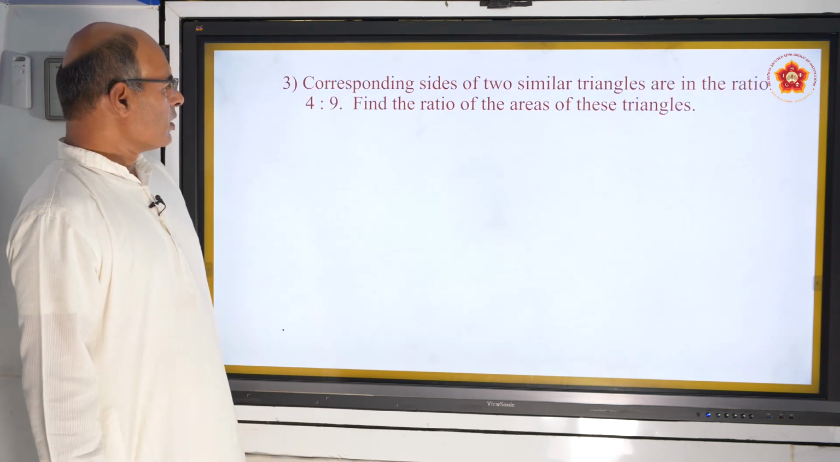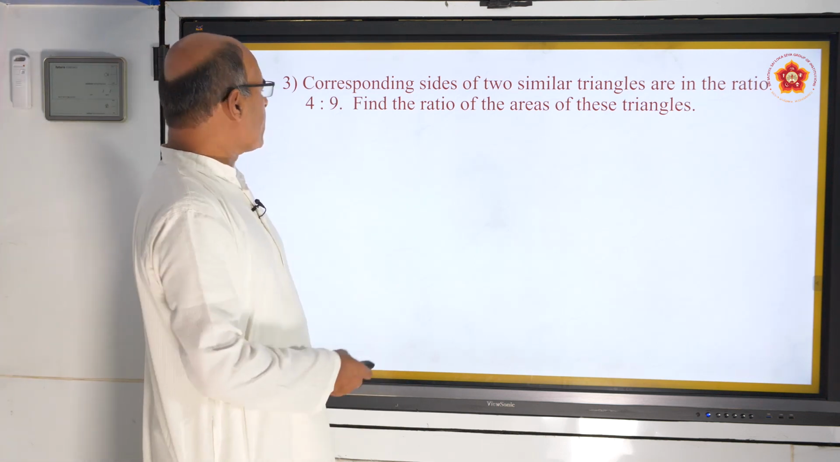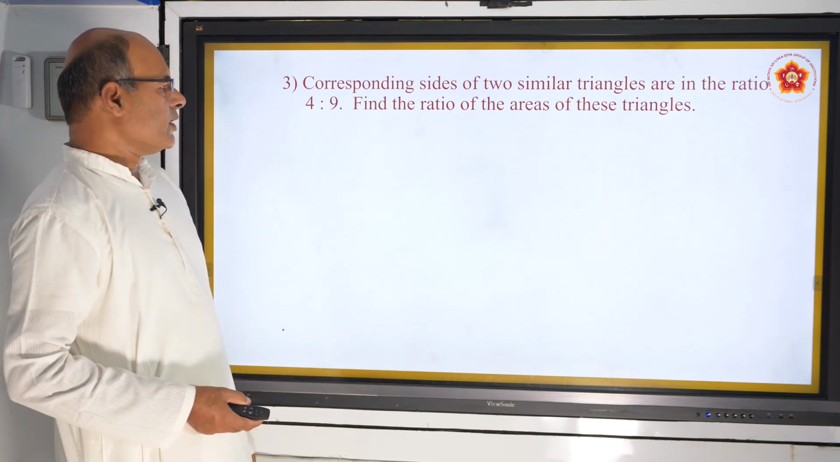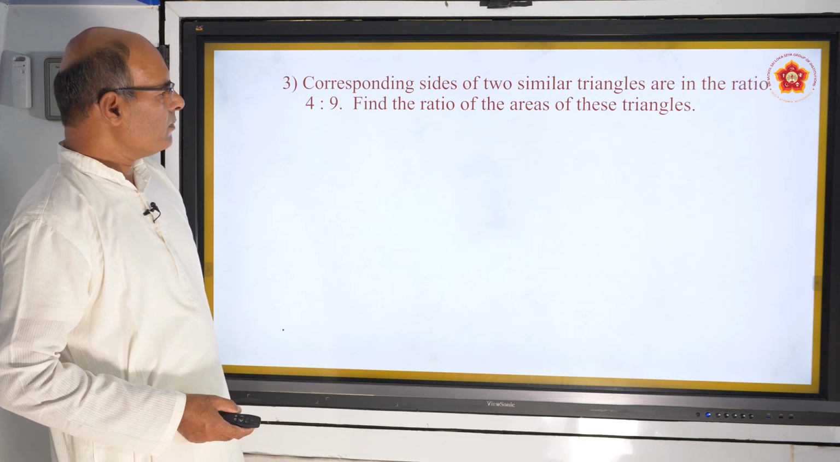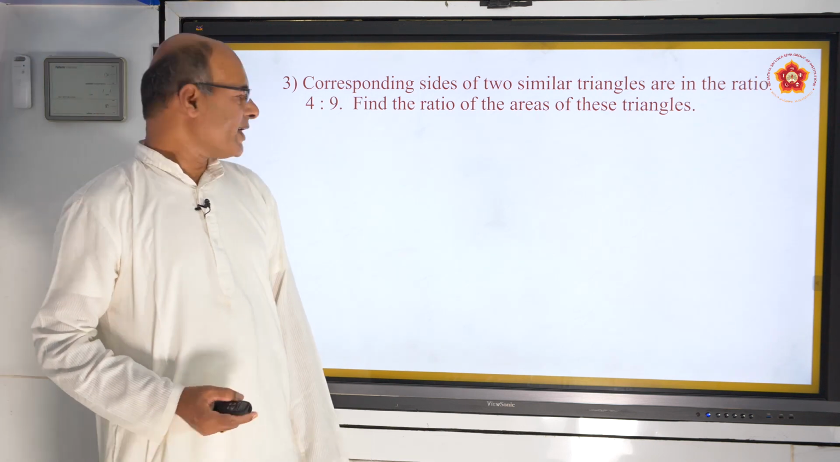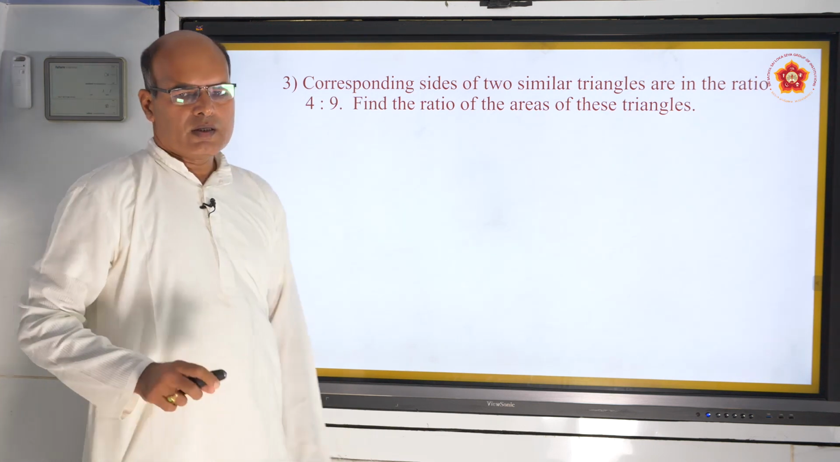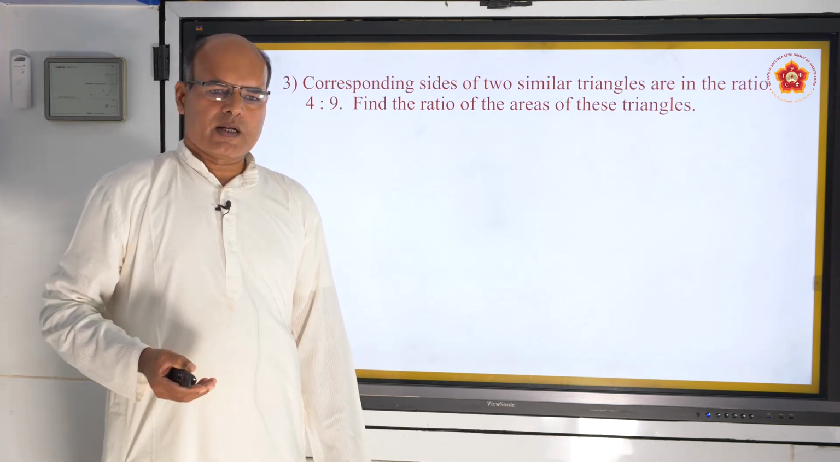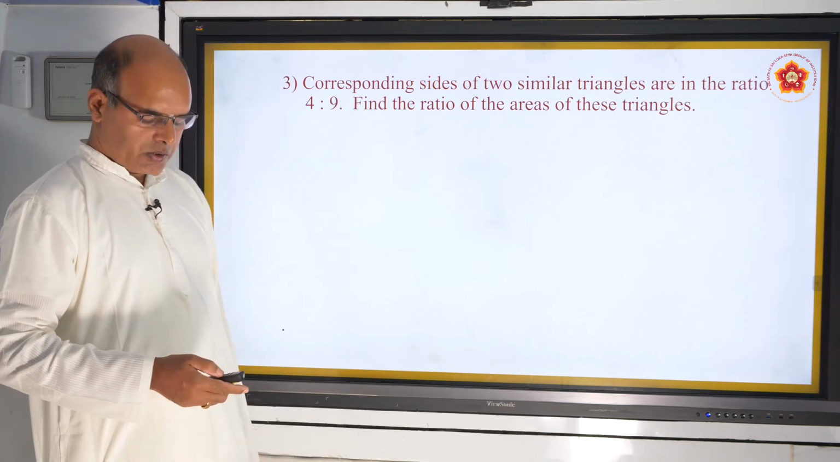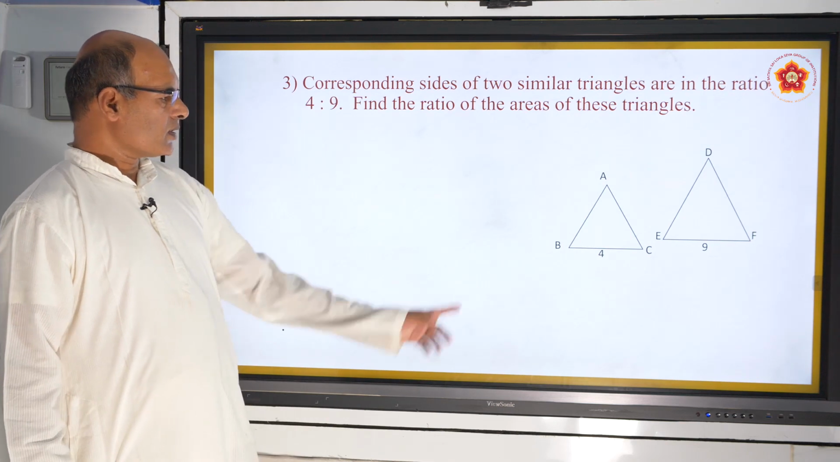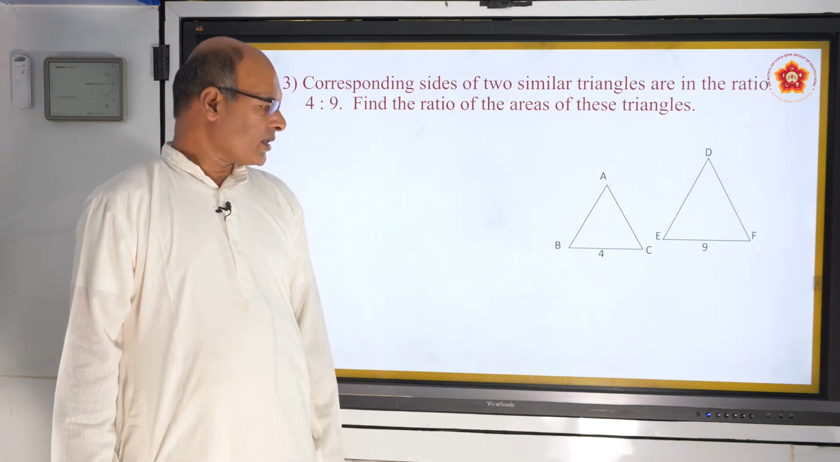Go to the last question. Corresponding sides of two similar triangles are in the ratio 4:9. Find the ratio of the areas of these triangles. The sides are in the ratio of 4:9. Therefore, their areas are in the ratio of their squares. That is 16:81.